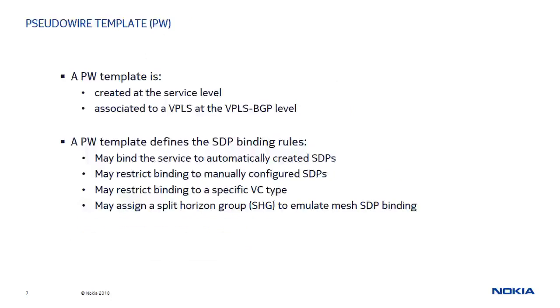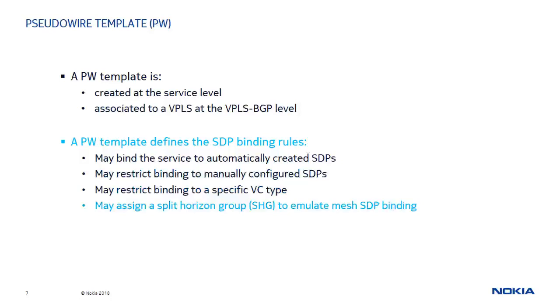A Pseudowire template is configured at the service level, and once created can be assigned to control the automatic SDP binding at the VPLS BGP level. Pseudowire templates are used to ensure that SDP bindings are appropriately configured for the service. They may be used to bind a service to automatically created SDPs. They may restrict automatic SDP binding to manually provisioned SDPs or to a specific VC type.